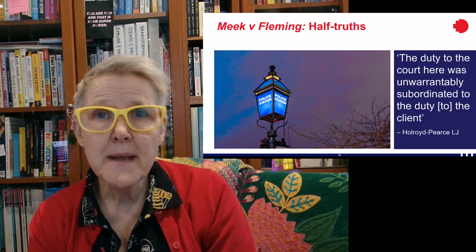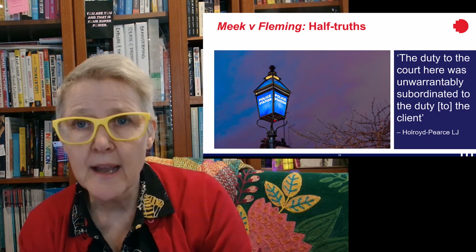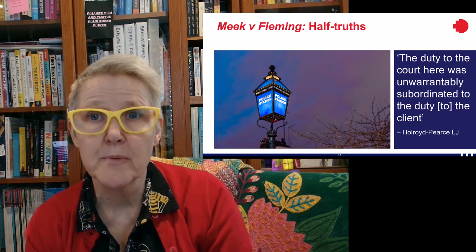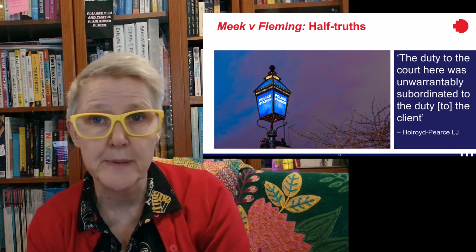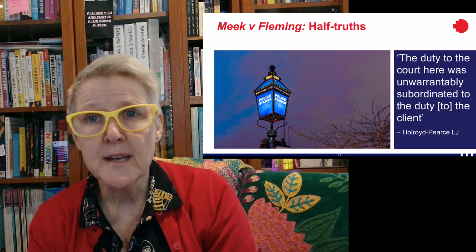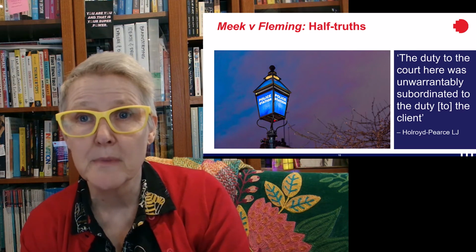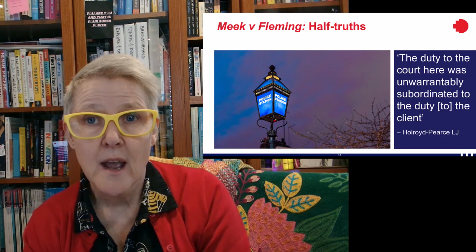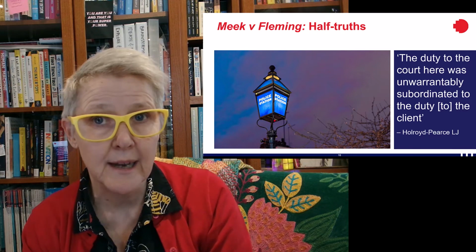So in Meek and Fleming, the plaintiff claimed damages for assault and wrongful imprisonment against the defendant, who was a chief inspector of police. After the proceedings were initiated, but before the trial, the defendant was actually demoted to station sergeant, essentially because he deceived the court in a completely unrelated matter.